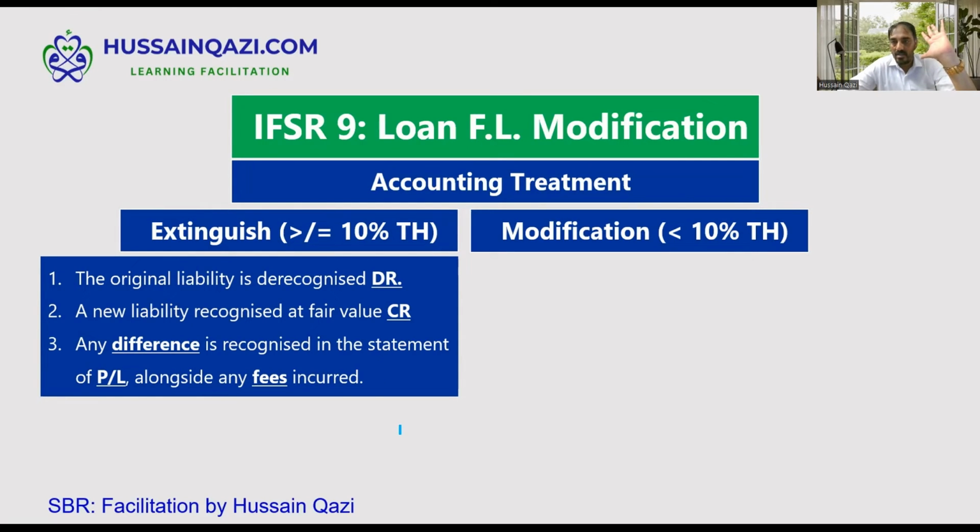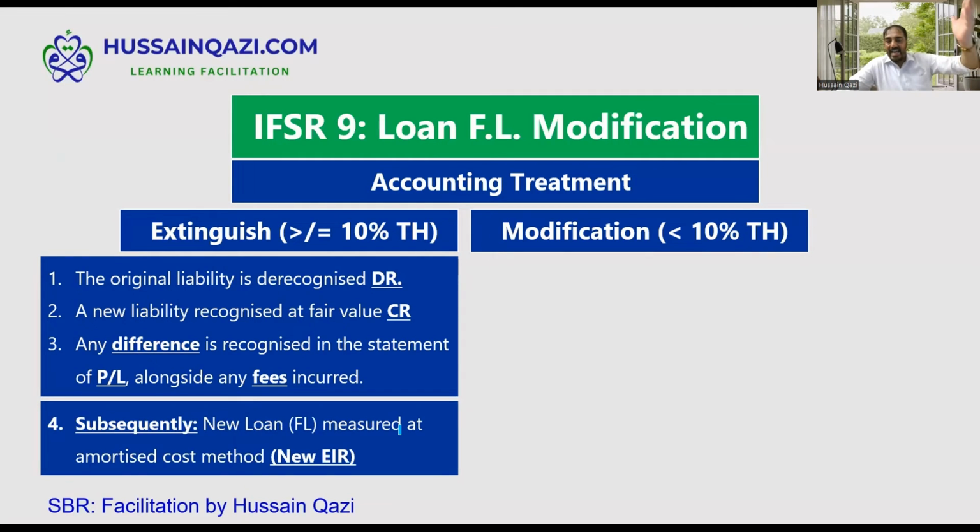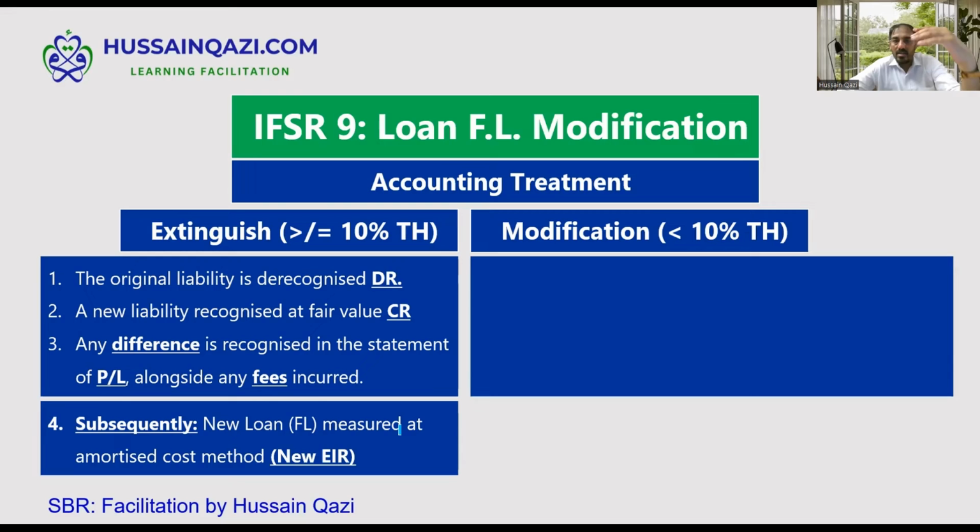Very simple. Sir, what about subsequent? Subsequently, for the loan recognized at modification date, apply the amortized cost method with the new effective interest rate. Means loan amortization over the remaining time period with the new effective rate. Because the previous loan you have de-recognized, and the new loan with new fair value you have now recognized.